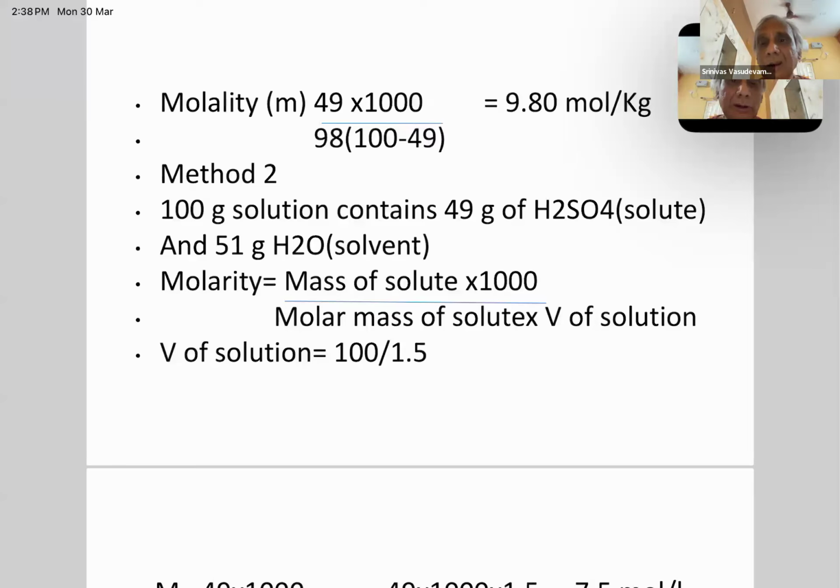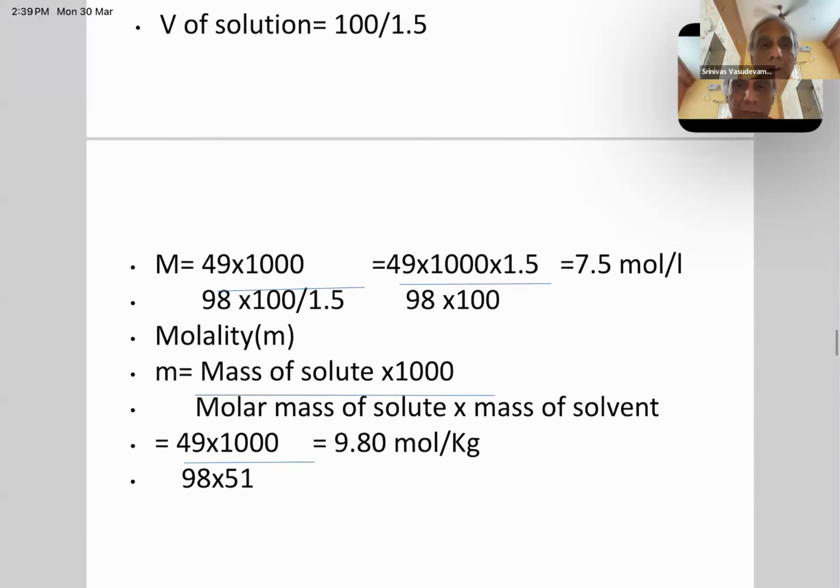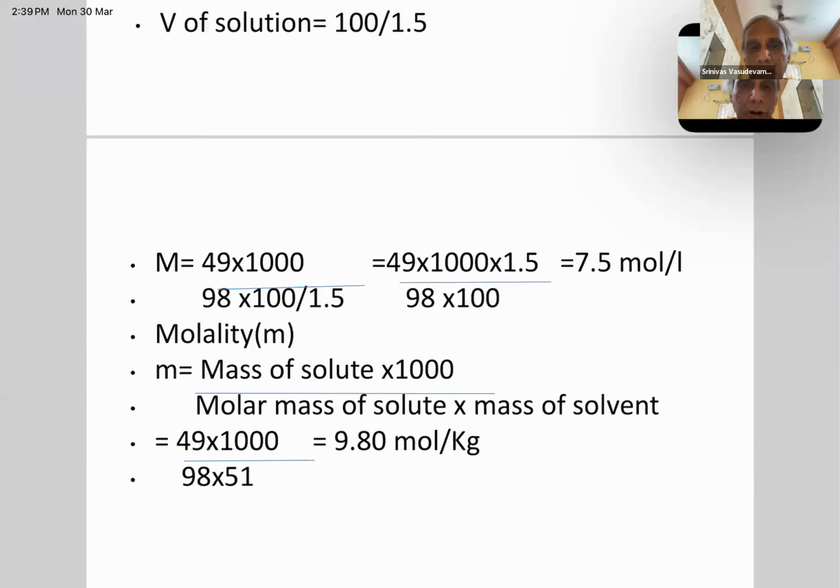100 gram solution contains 49 grams sulfuric acid and 51 grams water. That is the meaning of 49% by mass of sulfuric acid. So molarity is mass of solute by molecular mass of solute into 1000 by volume of solution. That is the volume occupied by 100 gram solution, so 100 by 1.5, as density is 1.5. That gives the volume of solution. Now substitute here: 49 by 98 into 1000 by 100 by 1.5. That is equal to 49 by 98 into 1000 into 1.5 by 100, which is equal to 7.5 mole per liter.